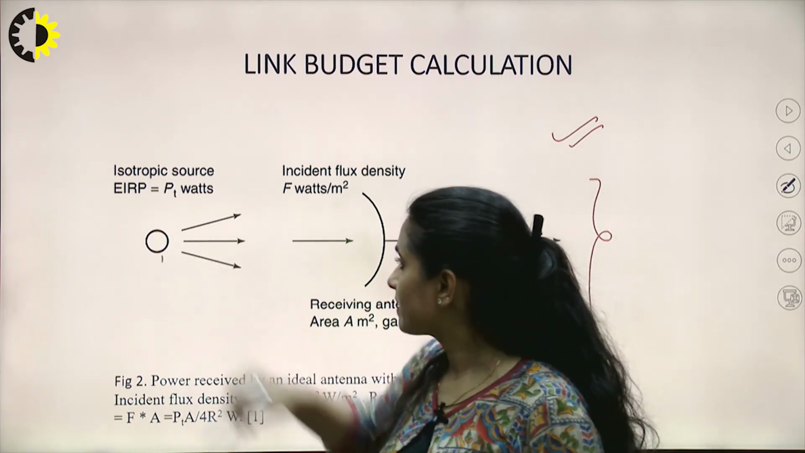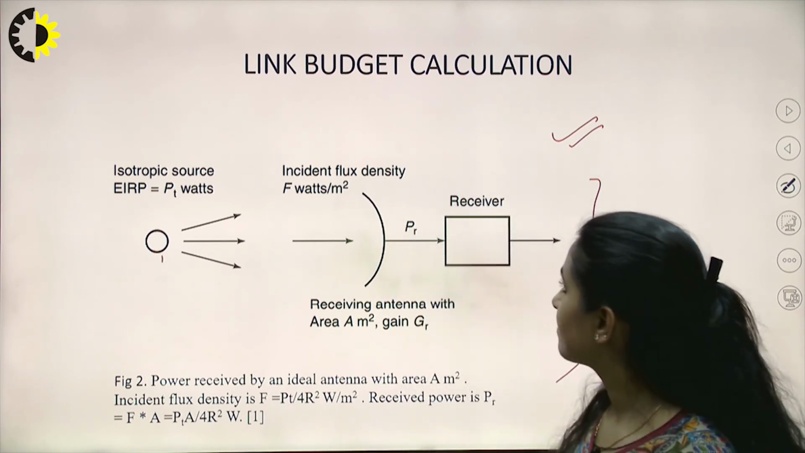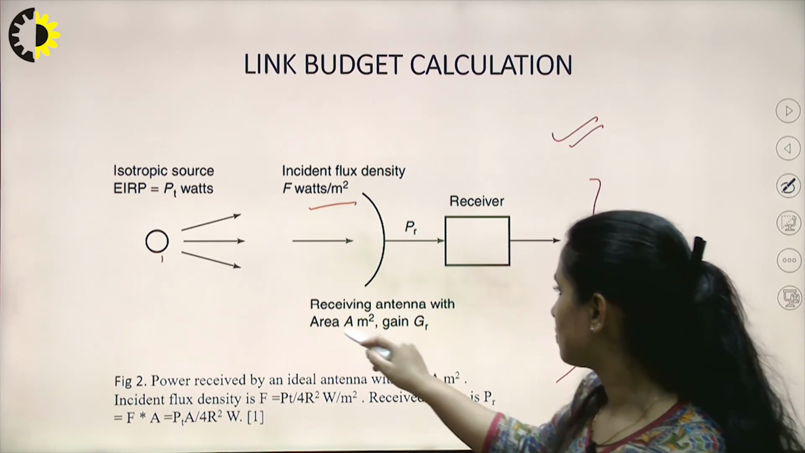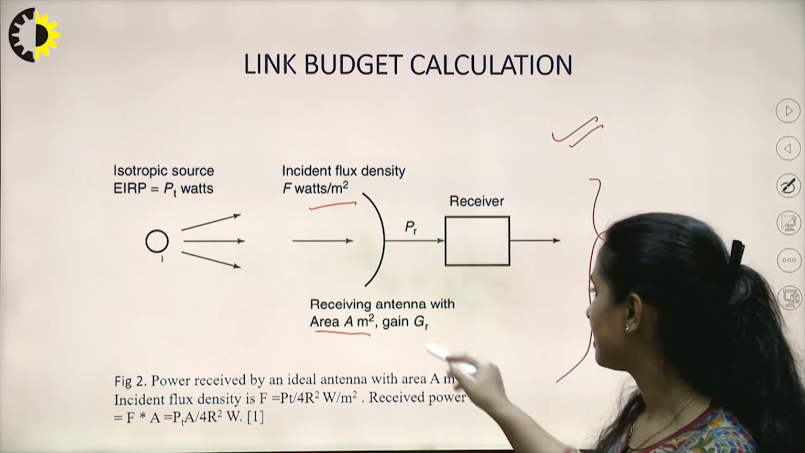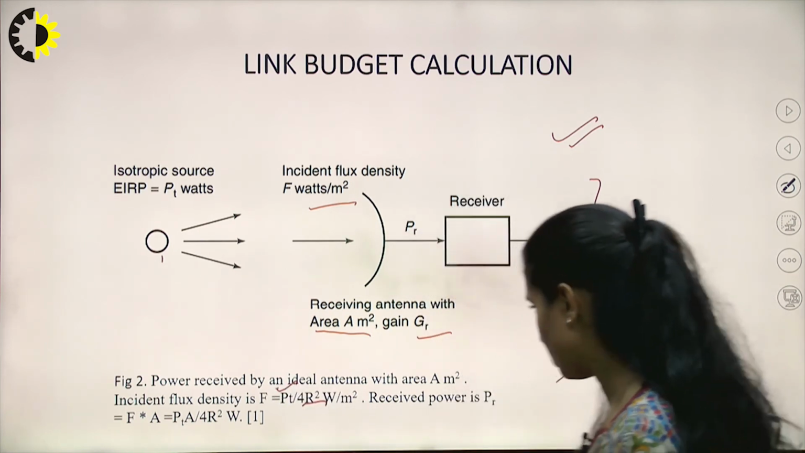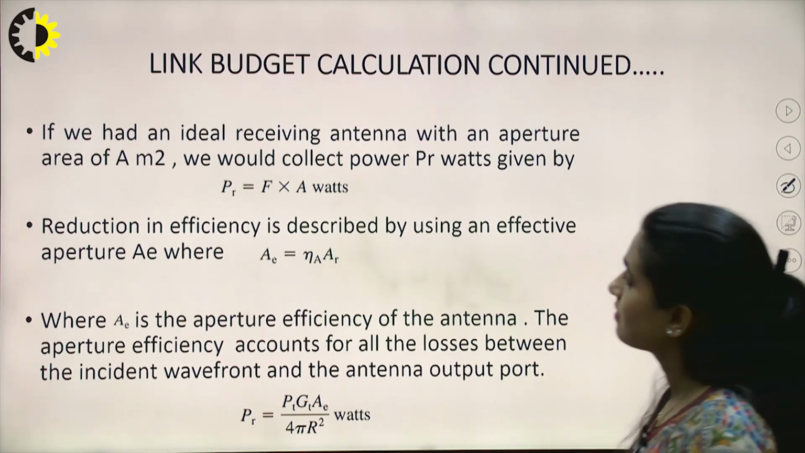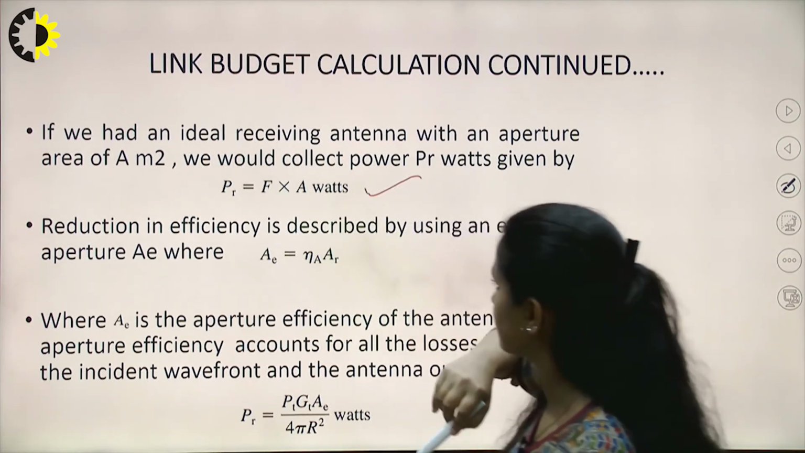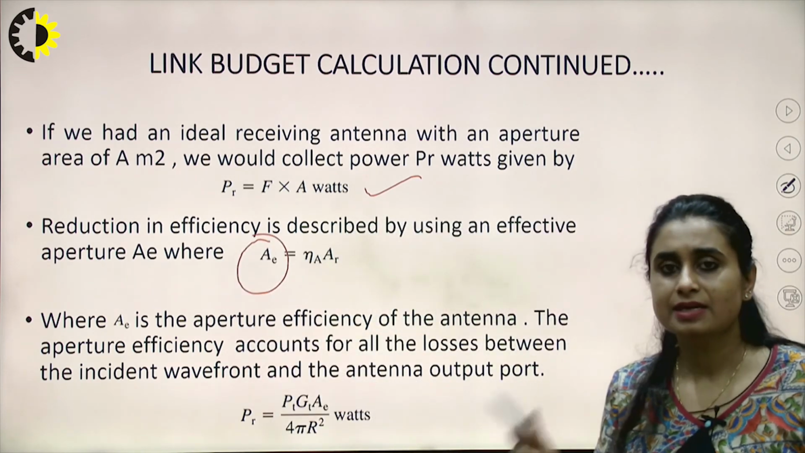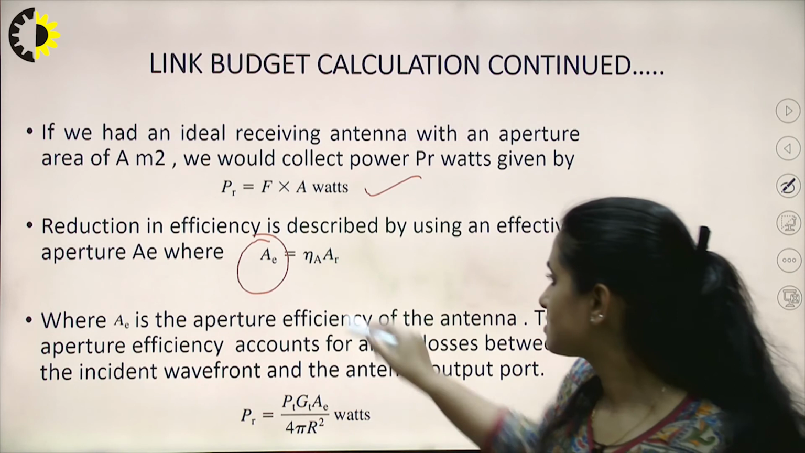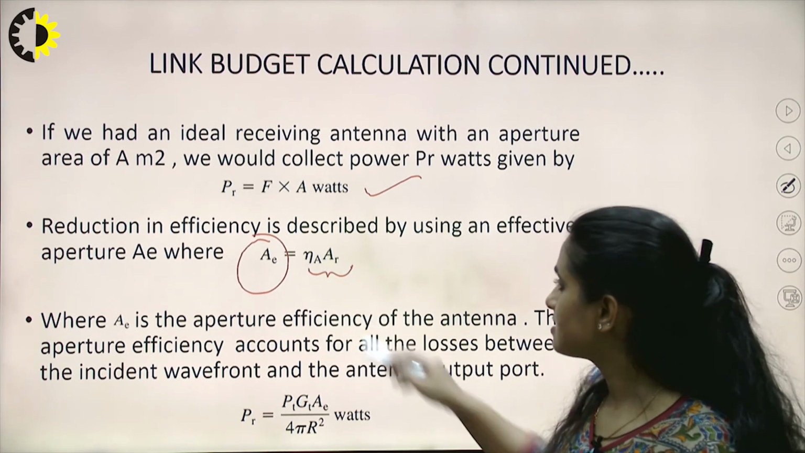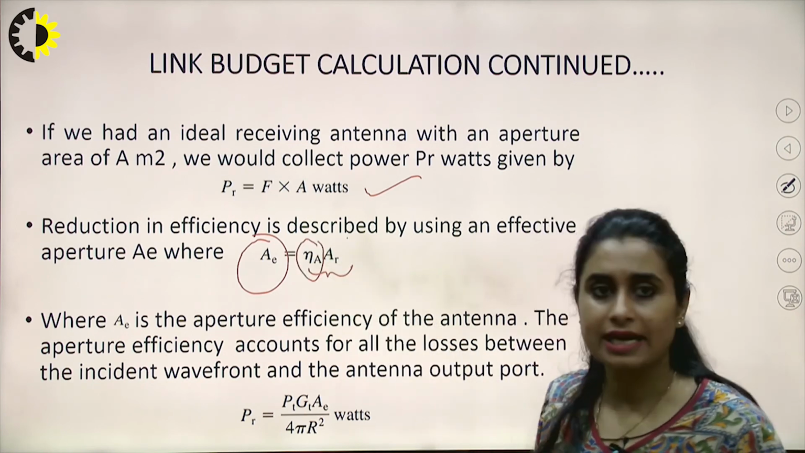So this is an isotropic antenna which is radiating. This is received by the receiver. Flux is power per unit area. This is the receiver. So the receiving antenna has this area and this gain. And flux density is power per unit area, watt per meter square, right? Total power is flux into area. This is my effective aperture. These terms have been discussed in detail, right? So this is a revision of that. Effective aperture is efficiency multiplied by the total area of the antenna.